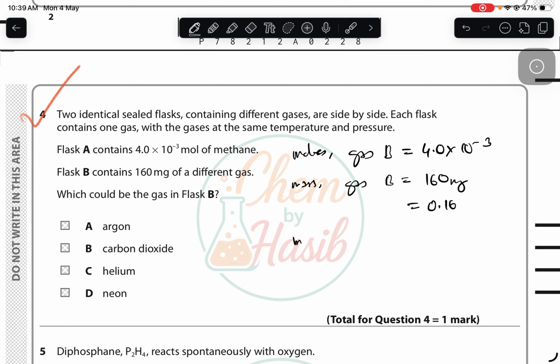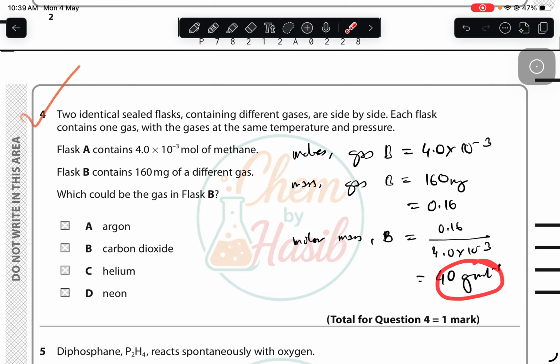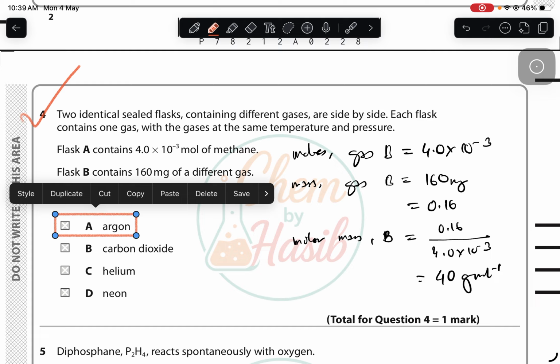Now if you calculate the molar mass of gas B, this would be 0.16, which is the mass, divided by the number of moles. If you divide this, the answer comes out to be 40 grams per mole. This molar mass corresponds to argon. So the answer to question number 4 is argon, which is A.